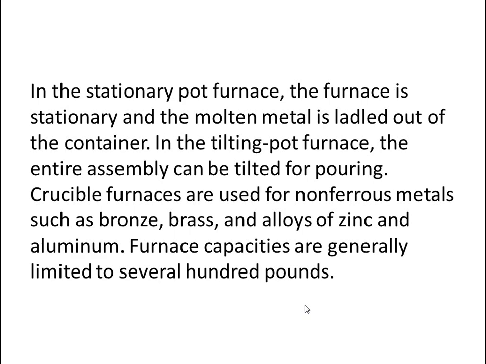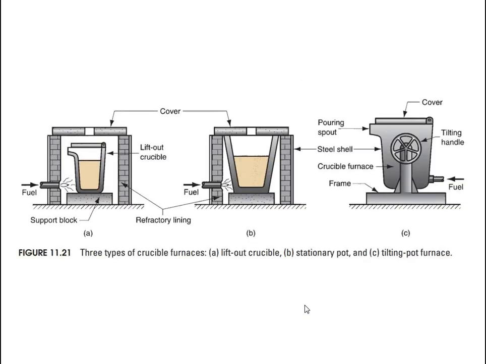Crucible furnaces are used for non-ferrous metals such as bronze, brass, and alloys of zinc and aluminium. Furnace capacities are generally limited to 700 pounds. And there are three figures. The first one is a lift-out crucible. This is a stationary pot, and this one is a tilting pot furnace.